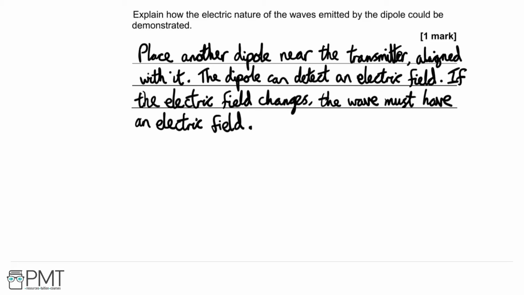So a bit of a long-winded answer there. We've got this idea that a second dipole placed near the transmitter, aligned in the same direction, is going to pick up any changing electric field. If the wave has an electric field, then it's going to be picked up by that second dipole. So just 1 mark there.